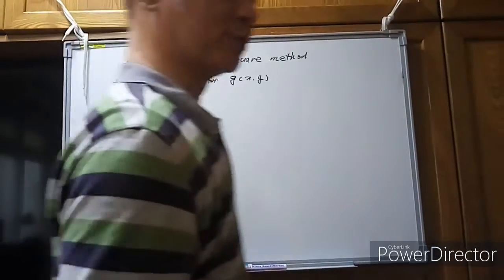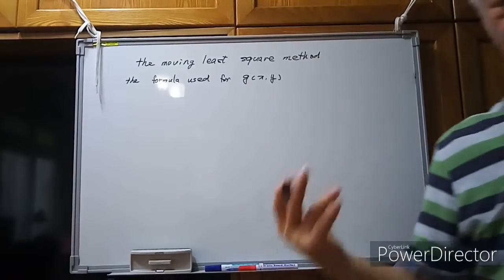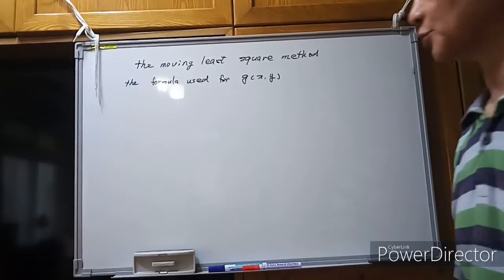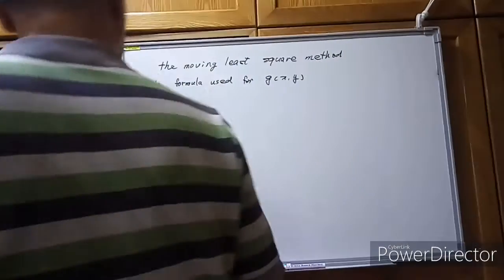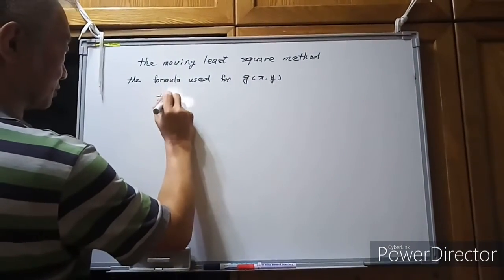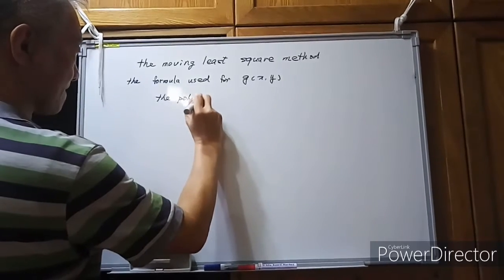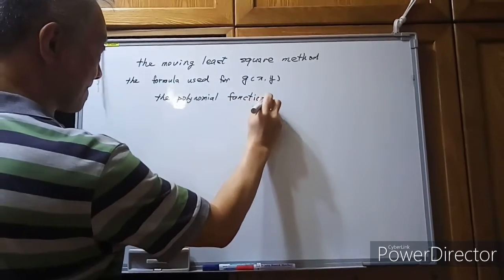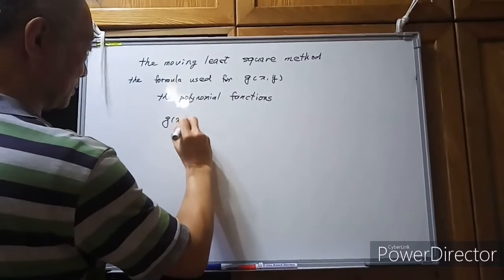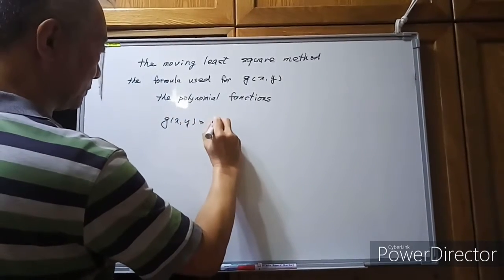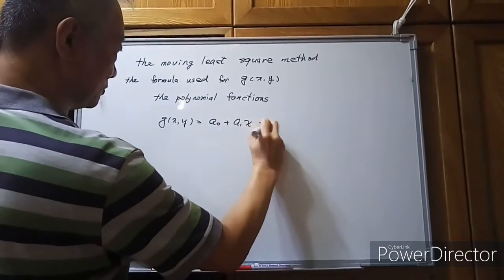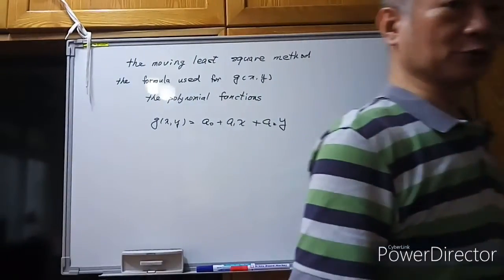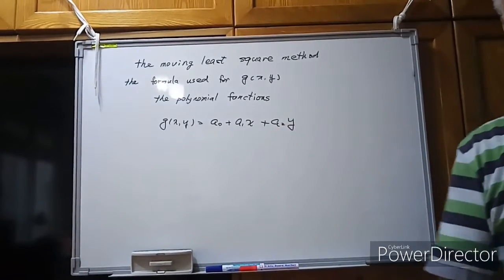Okay, what kind of approximate functions do we like to use to describe the behavior of the f functions considered for these two parameters, x and y? Most of the time, we will use the polynomial function. For example, g of x, y could be a0 plus a1x plus a2y. So it is also a first degree polynomial function of x and y.